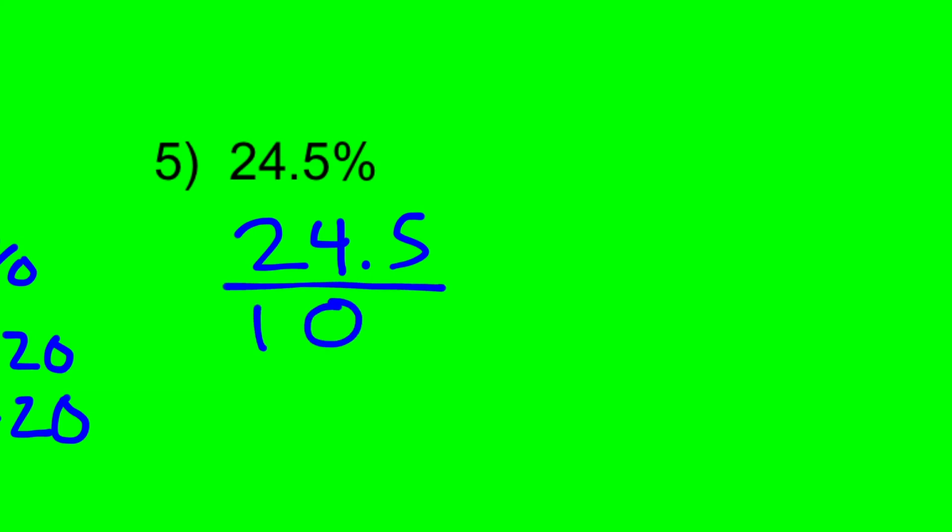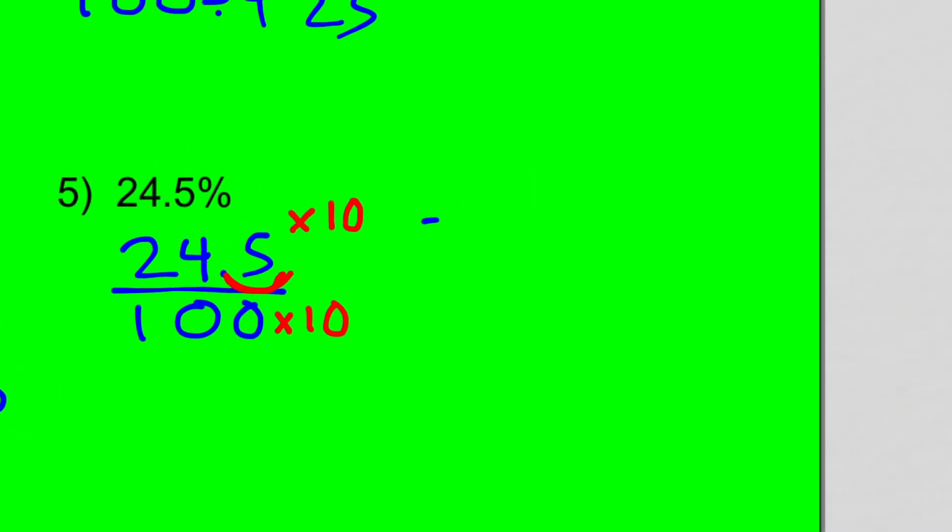And the last one, a real tricky one, but a good challenge for some kids. 24.5%. Well, percent means out of 100. So 24.5 out of 100. But that doesn't look right. You can't have a decimal in a fraction. So we want this decimal to move 1 to the right so that we have a whole number. And you can do that by timesing by 10. And that will make the decimal move 1 to the right. And if I times the top by 10, I just times the bottom by 10. And what I end up getting is 245 over 1,000.